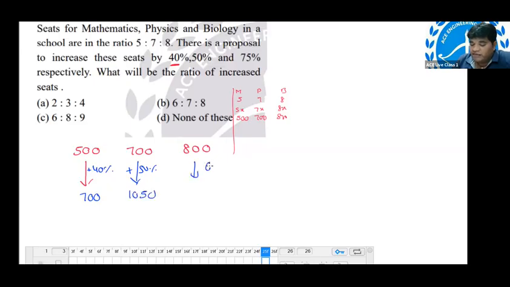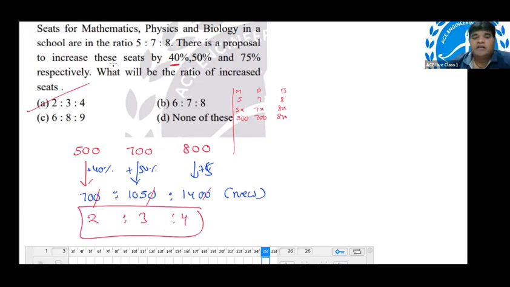Next, here a 75% increase. 75% means 3 parts, and 3 parts means 600. So the answer is 1400. These are the new values. Simplify: 700, 1050, 1400, divide by 350, giving 2, 3, 4. 2:3:4 is the answer. Completed.